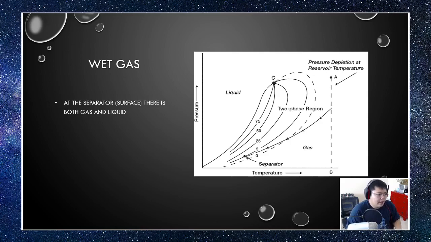Wet gas is the opposite. In wet gas, you start out with a pure gas in the reservoir, and as the hydrocarbons come to the surface, it begins to cross the dew point, and now it will release both gas and liquid. And at the surface conditions, you will have both gas and liquid.